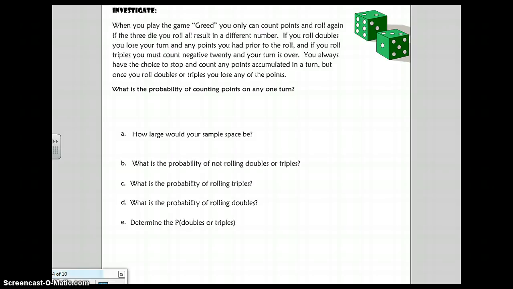So our sample size, how many dice do we have? 3. Okay, so we've got 3 dice. And how many options are there for each die? 6. Okay. And what do we do with these? We multiply them together. Good. So 6 times 6 times 6 is 216 possible outcomes. Now, we're going to get back to B at the end. We're going to skip that for now.